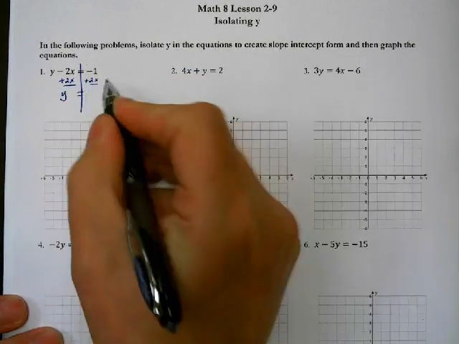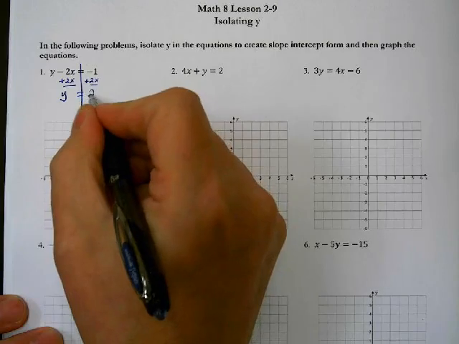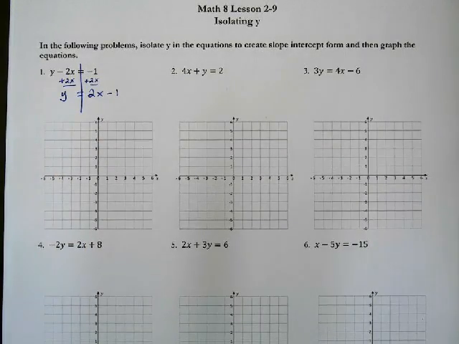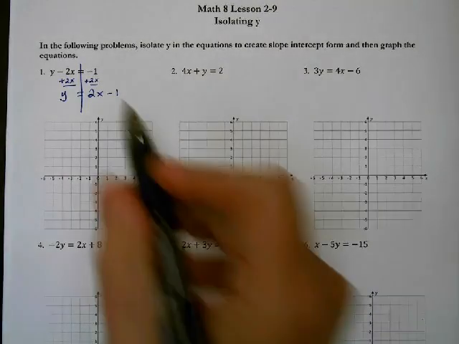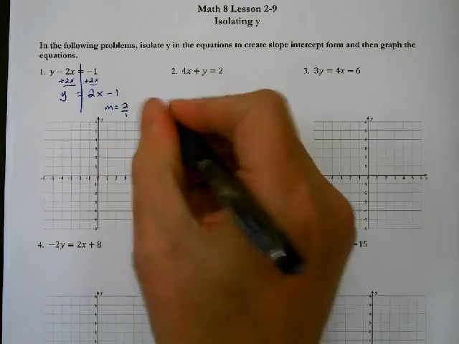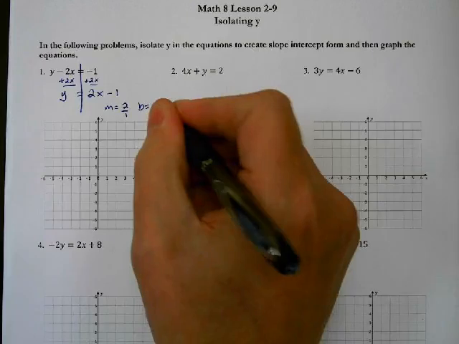Y is now isolated. These are not like terms, so I write 2x minus 1. I now have it in slope-intercept form, and glory be, I can now graph it. The slope is 2, or 2 over 1. The y-intercept is negative 1.